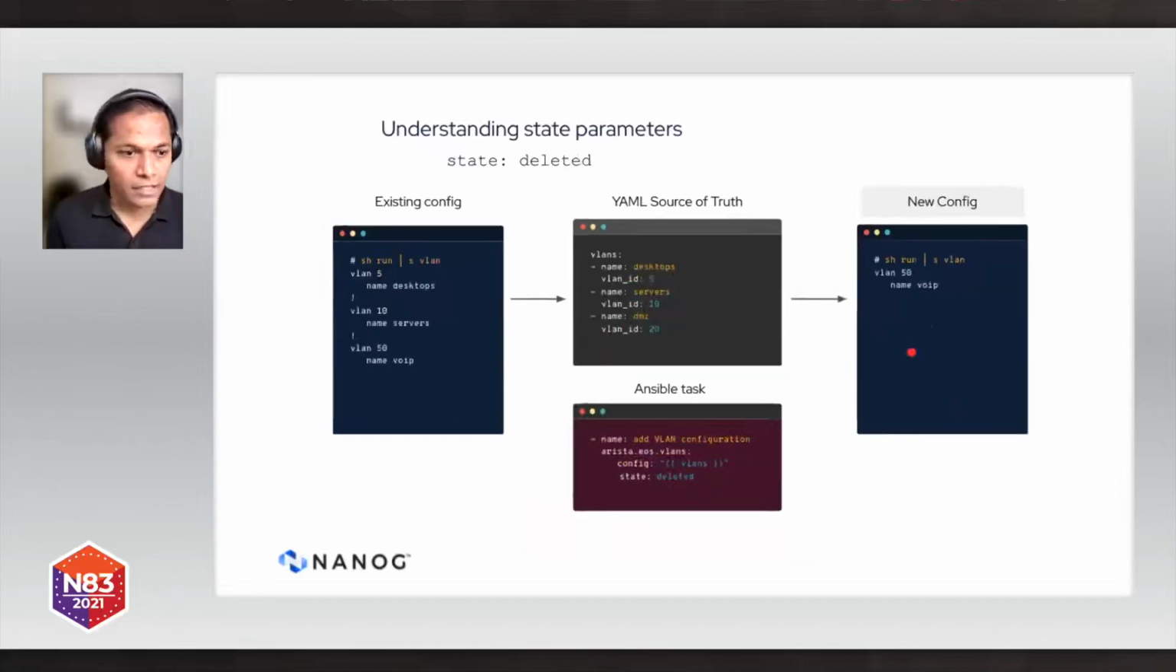Then state deleted will delete the individual VLANs that are mentioned in the source of truth. So I have VLANs 5, 10, 20, and 50 in my running configuration, but I have mentioned that I want to delete 5, 10, 20 with the state deleted. So they will be deleted from my running configuration and only 50 will be reflected in the running configuration.